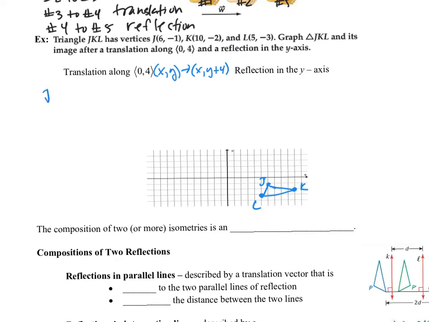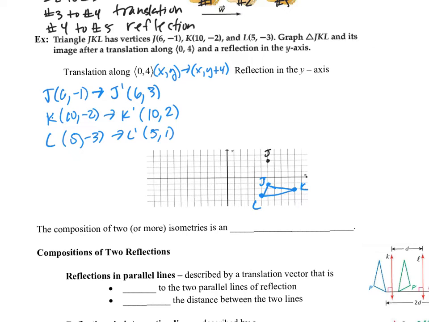So let's start with point J, whose coordinates are 6, -1. And when we translate it along this vector, when we keep the x value but increase the y value by 4, then J prime will be, let me write that so you can actually read it. Okay, J prime will be the point 6, let's see, -1 plus 4 is 3, okay?